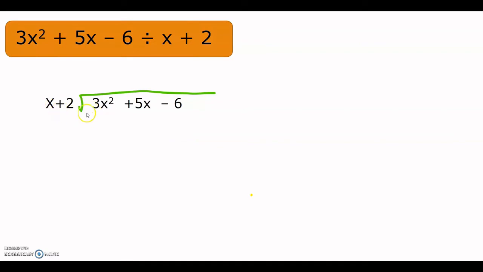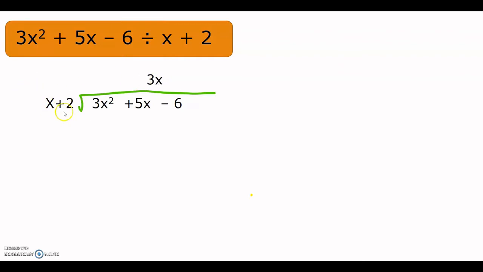So 3x squared divided by x is equals to 3x. Remember, in division, we subtract the exponent of like variables. But in multiplication, we will add the exponent. Here, 3x squared divided by x is equals to 3x because we subtract the exponent.